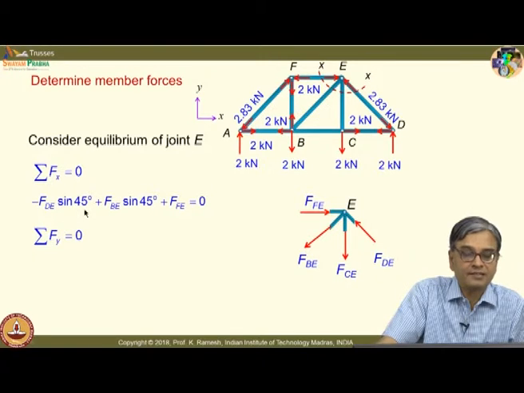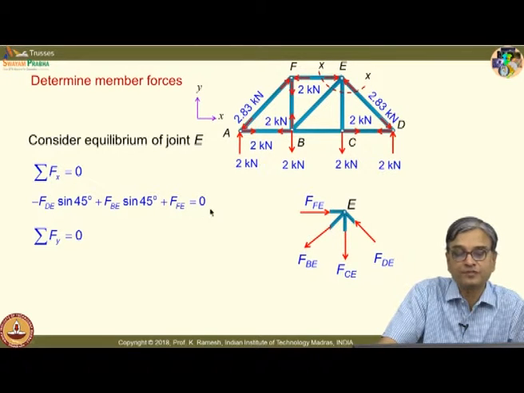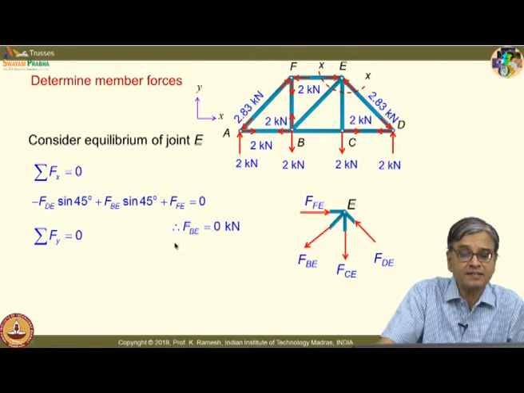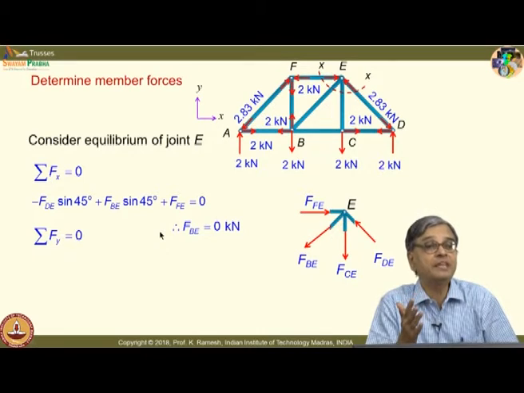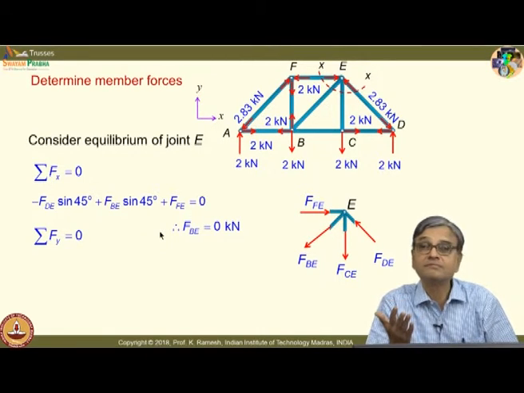So, when I write this equilibrium equation, sigma Fx equal to 0 reduces to minus FDE sin 45 plus FBE sin 45 plus FFE equal to 0. See, this is slightly inclined, imagine that this is along the length of the member. The sketch is not absolutely clear on this, and I get a surprising answer. I get the force in member BE as 0.